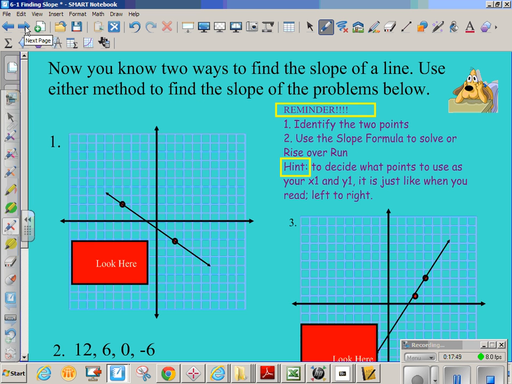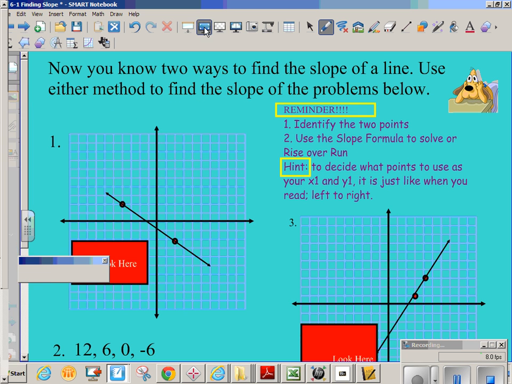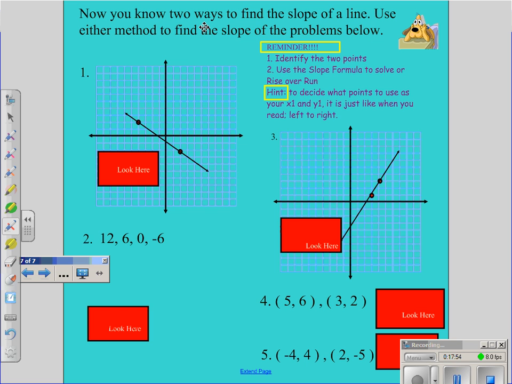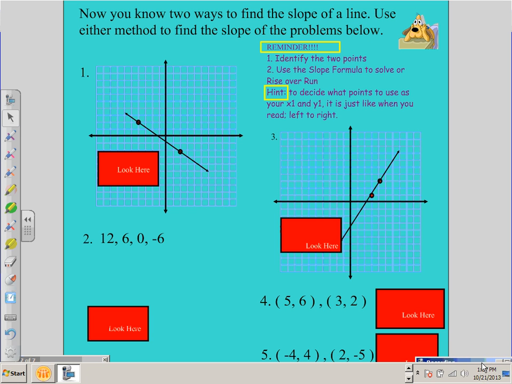Now on this slide, I want you to go ahead and pause the video, and I want you to do all of them, and then I'll go over them with you together. So when you're finished, you can go ahead and just pick up where you left off on the video. Just go ahead and push play.